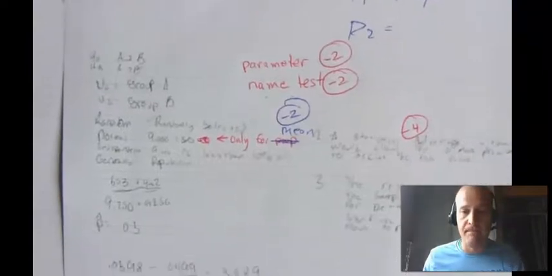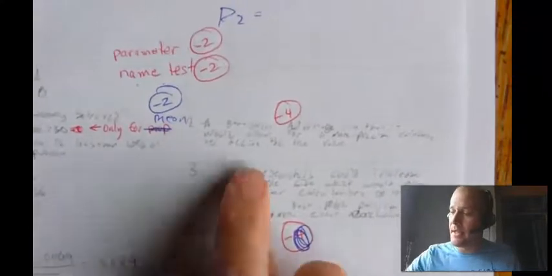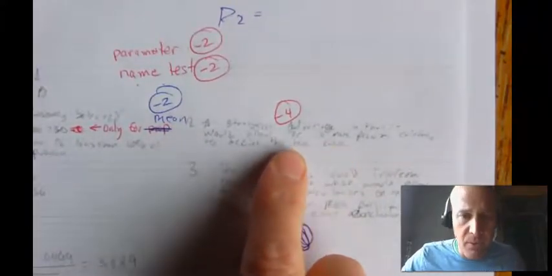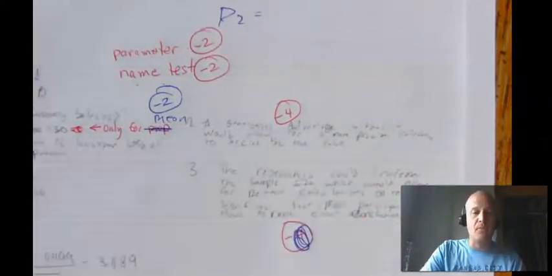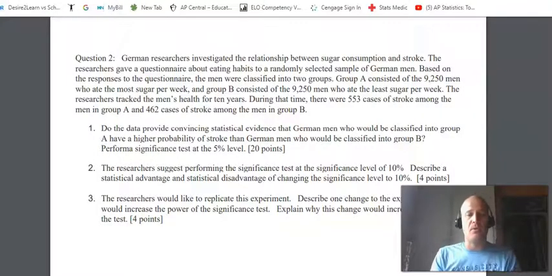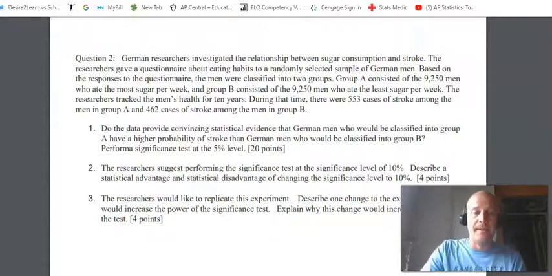All right. And finally, it looks like you said a statistical advantage is that it would allow more precision. So we're going to need to be a little more specific than that, Jack. The researchers would like to increase the significance level. If you increase the significance level, you're increasing the chances of a type 1 error. So that is a disadvantage. But if you increase the significance level, you're increasing the power, which is the likelihood of rejecting the null. So that would be an advantage.